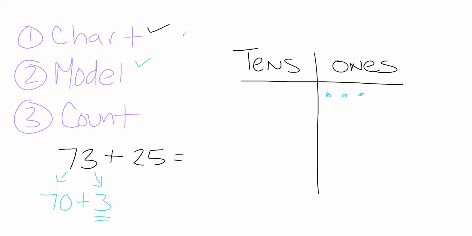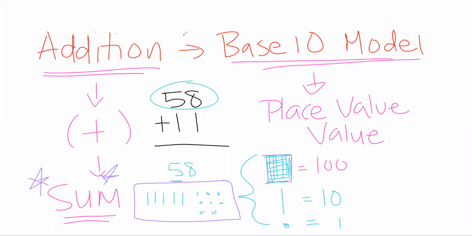And then in the tens place, it says I need 70. I could do 70 dots. That would be forever. Plus, that's me modeling ones in the tens place. That doesn't actually make any sense. So I can go back to that base 10 model where I know, oh yeah, a 10, right?